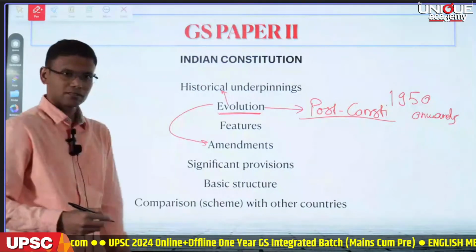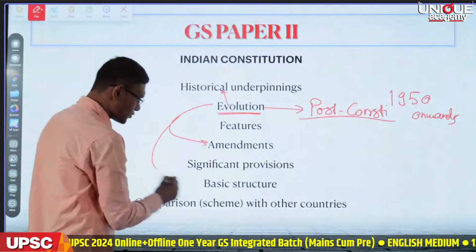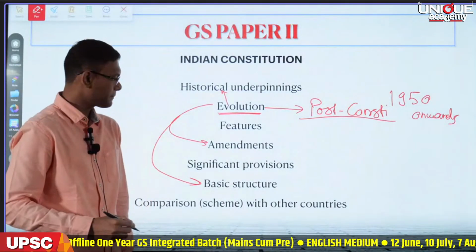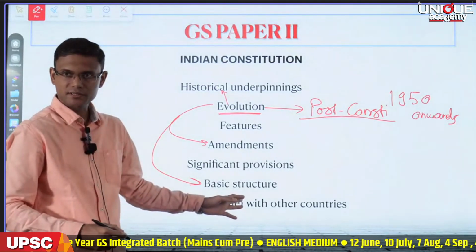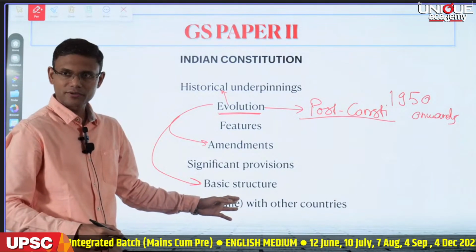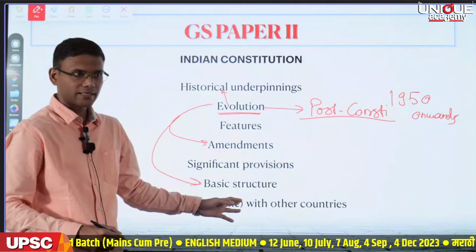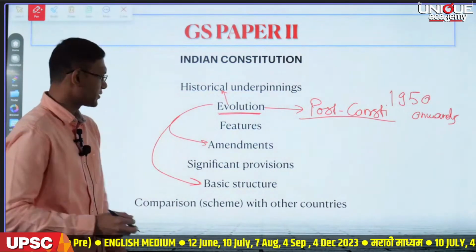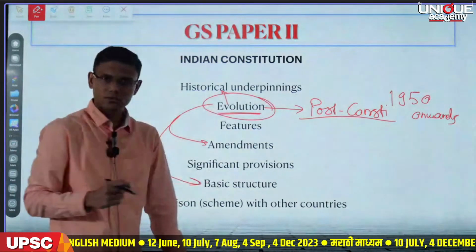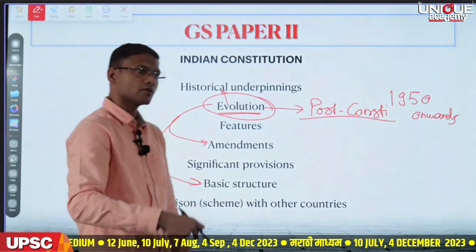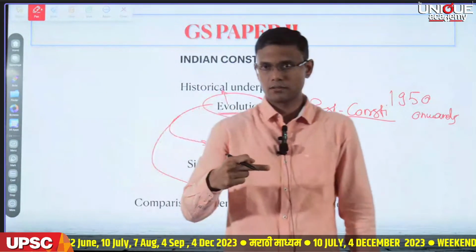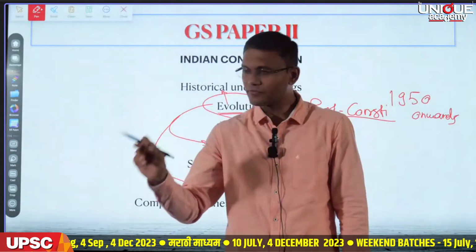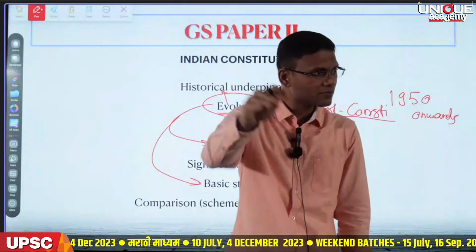See, it includes amendments, right? And it also includes basic structure, right? Recently we completed 50 years of basic structure. 24th of April, 1970. Very good, 1973. Clarification on the word: evolution is basically how your constitution has evolved after its commencement. So 1950 onwards till date, and your constitution is still evolving.